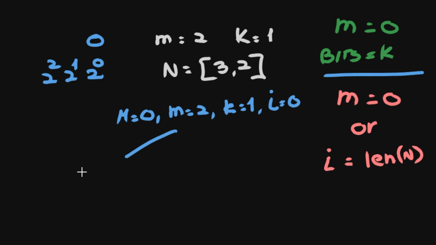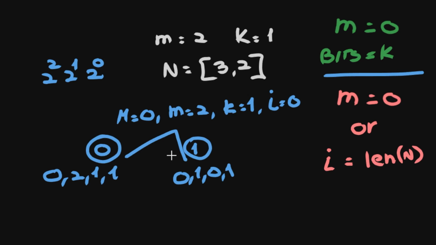So let's see what happens if we choose to take 0 instances of this element. Well, the mask will still be 0. We are adding the frequency to the mask every time. 0 plus 0 is 0. m is still 2. k is still 1. And now we are moving to index i plus 1, meaning 1. And just to be clear, this is for a frequency of 0.